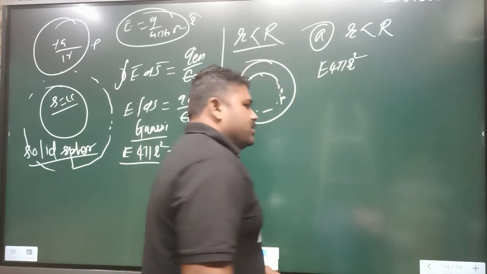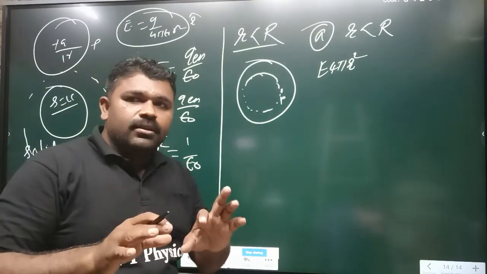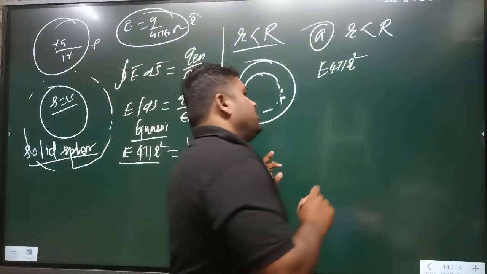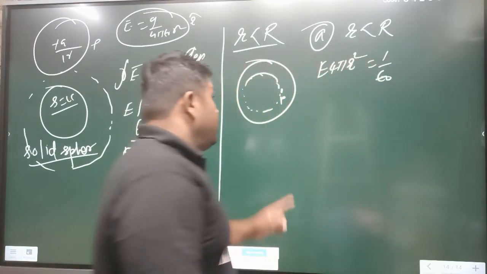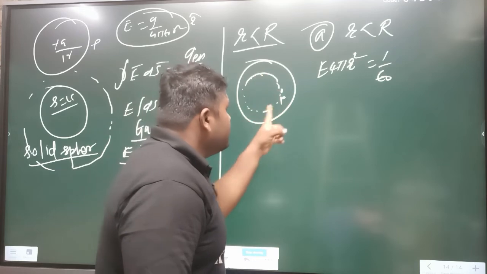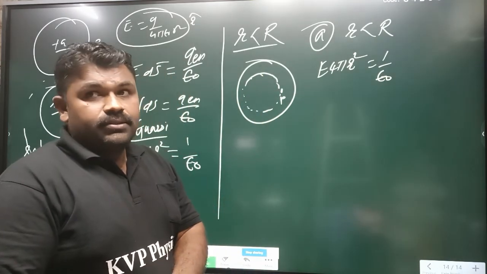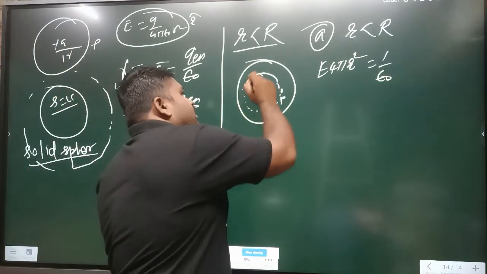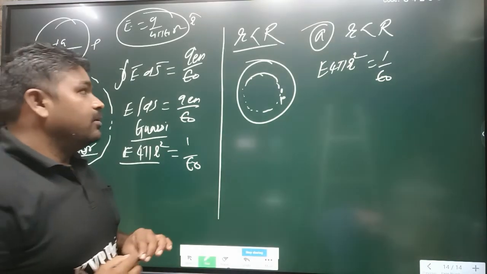into 4 pi r square. Whether the Gaussian surface is inside the body, outside the body, or on the body, all the time we can take small r. Is equal to 1 by epsilon naught. Now is 100% charge enclosed by this Gaussian surface? Yes or no? Yes, sir. No, sir, no.